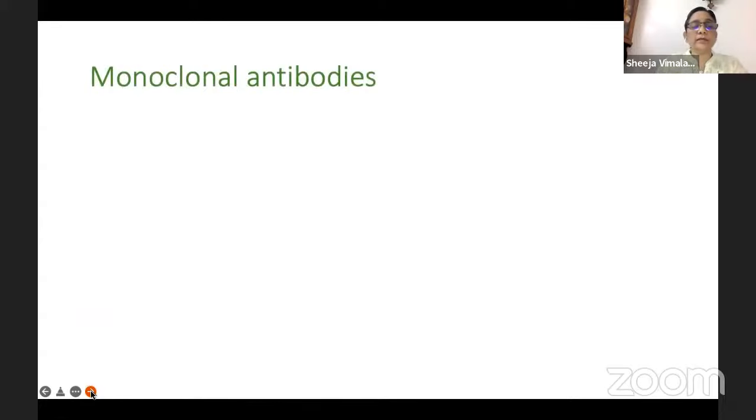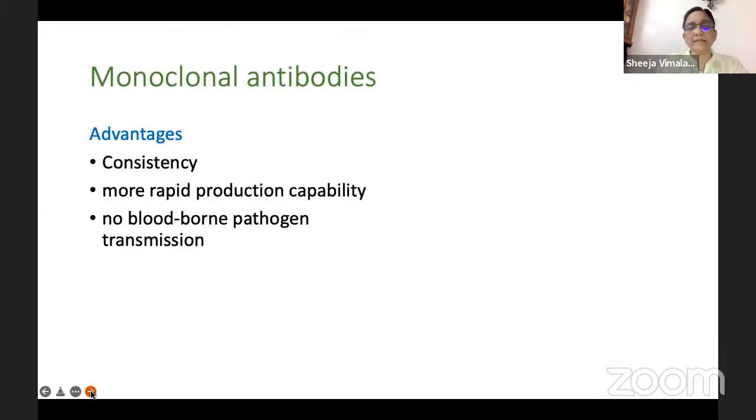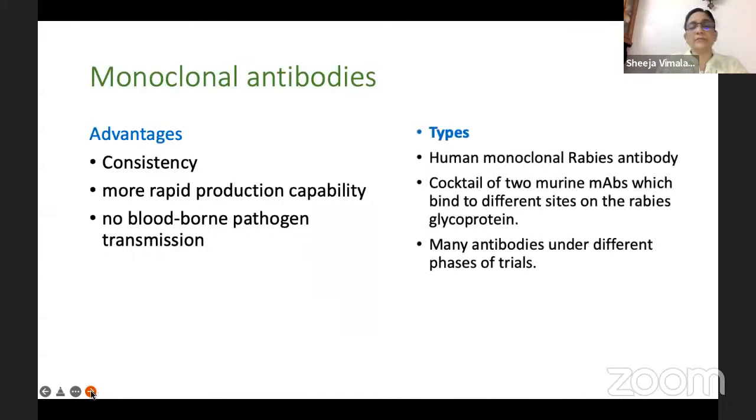That is monoclonal antibodies. Regarding monoclonal antibodies, you should know that the main advantage is consistency, because it is artificially produced, so every batch will have the same efficacy, more rapid production capability. You can produce in large quantity and there is no risk of blood-borne pathogen transmission. And types: there are two types of anti-rabies monoclonal antibodies, human monoclonal rabies antibody, as well as a cocktail of two murine antibodies, which bind to different sites on the rabies glycoprotein. The second is especially useful in cases of bat rabies, where the human monoclonal antibody may not be effective, but as far as India is concerned, any one of these can be used because we don't have bat rabies in India. And many antibodies are currently under different phases of trial. So you may be getting many antibodies.